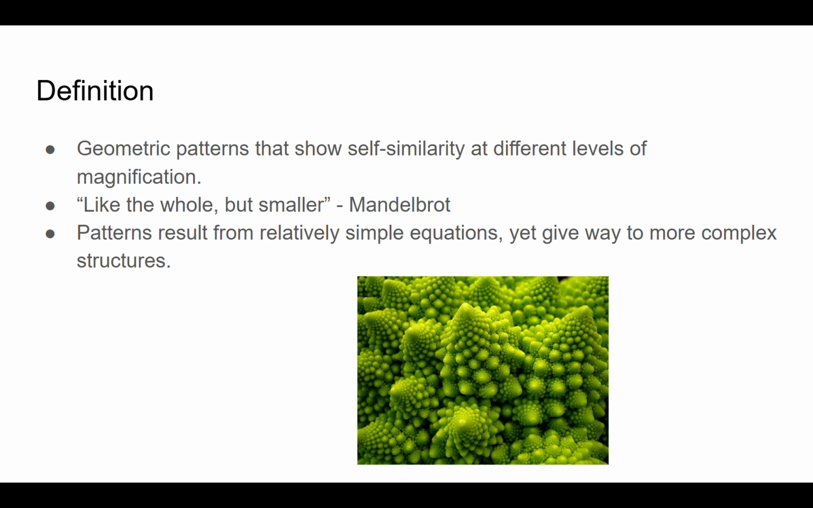Benoit Mandelbrot, the mathematician who popularized fractals, summarized them best in his 2010 TED Talk, Fractals and the Art of Roughness, in which he says that they are like the whole, but smaller. This property of self-similarity often arises from relatively simple mathematical rules, yet it can result in highly complex structures. This cauliflower exemplifies this concept with its repeating nodes that exist seemingly at every scale. At this level, it looks almost alien.